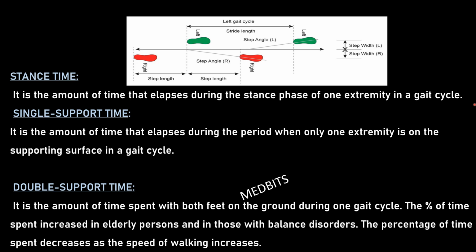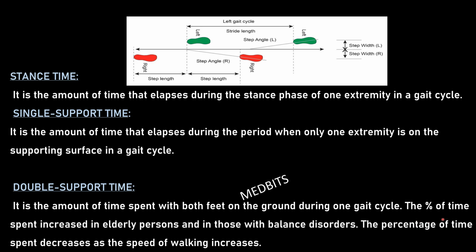Now coming to the next one, single support time. It is the amount of time that elapses during the period when only one extremity is on the supporting surface in a gait cycle. Okay, so double support time is the amount of time spent with both feet on the ground during one gait cycle.